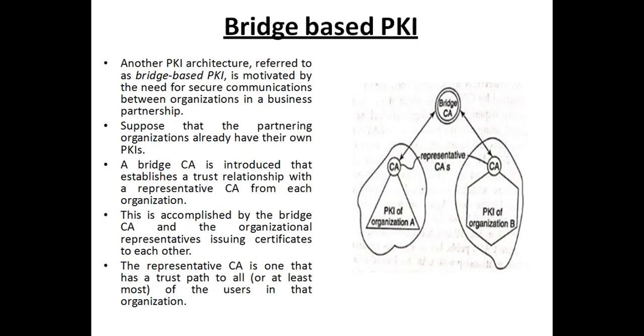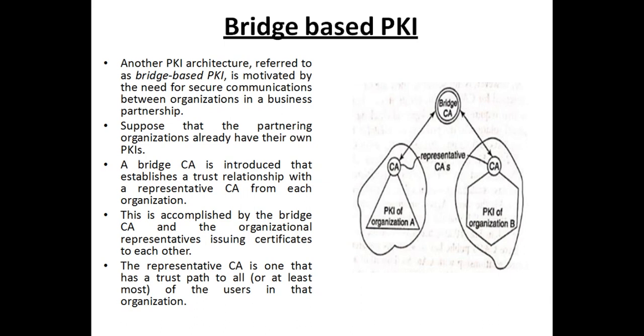In the bridge-based public key infrastructure, it is motivated by the need for secure communication between organizations in a business or partnership. Instead of individual users, when a large number of users sitting in an organization need to have secure communication, then bridge-based public key infrastructure is suitable. Suppose that the partnering organizations already have their own PKIs. A bridge CA is introduced that establishes a trust relationship between a representative authority from each organization. So this also calls for a dynamic way of establishing the communication using the bridge-based PKI. This is accomplished by the bridge CA and the organizational representatives issuing certificates to each other. The representative CA is one that has a trust path to all of the users in that particular organization.